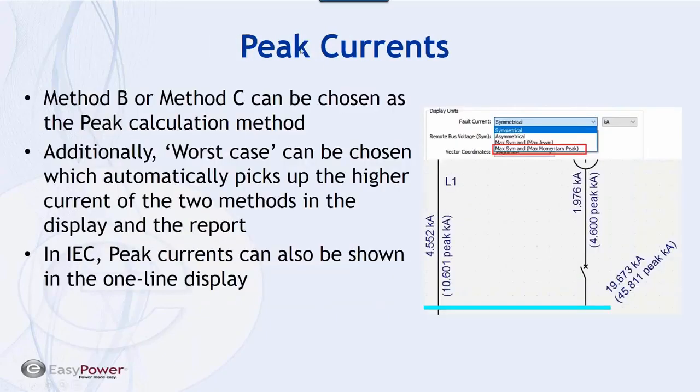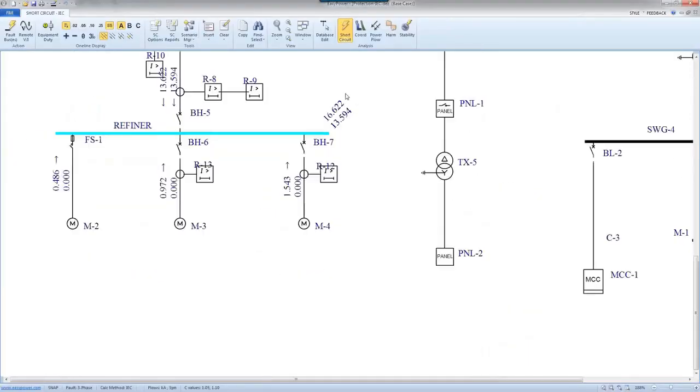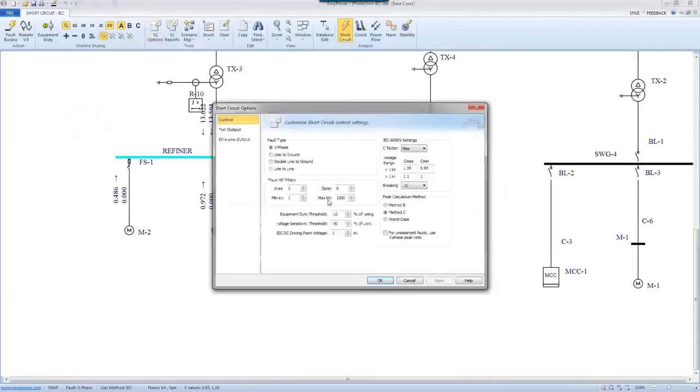Now, let's take a look at the peak currents. Let's go back to EasyPower before we forget. Peak currents are calculated here, and you choose the option here: method B, method C, and worst case. Let's take a look at what method B is and what method C is. Can I generalize that one always gives us a higher value versus the other, or does it depend? And why did we introduce the third option, which is worst case?